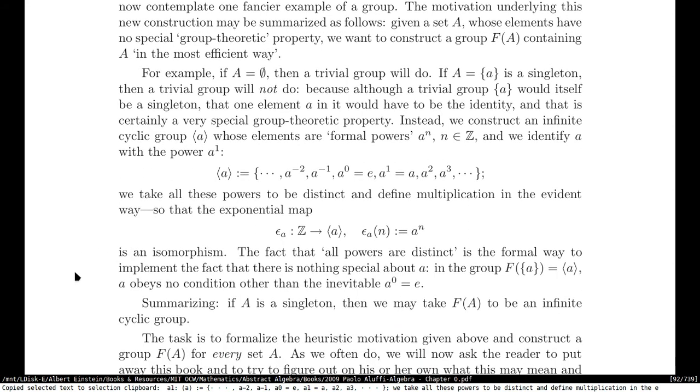So these powers are distinct, and this multiplication, which creates these powers, has to be done in such a manner that the exponential map must be an isomorphism, right? So the exponential map will always take the integers and give you the power to that integer, right?